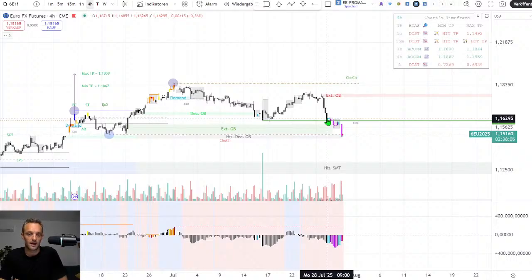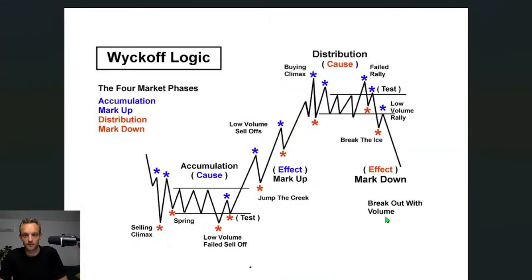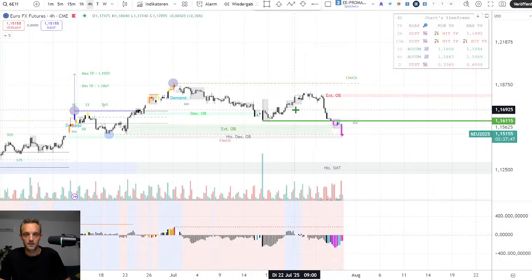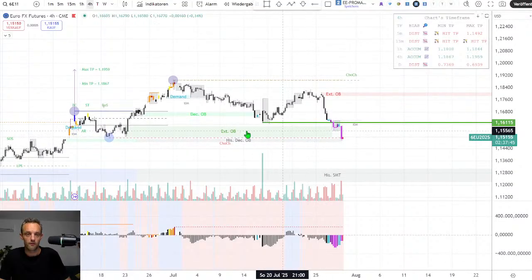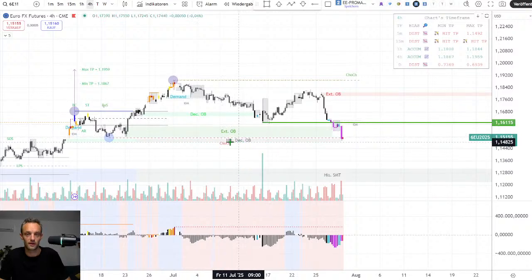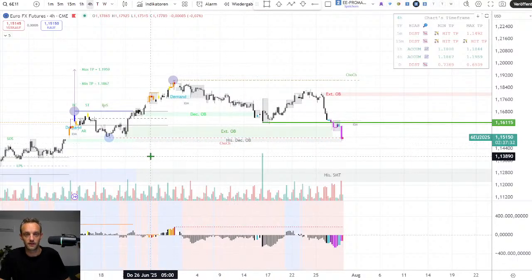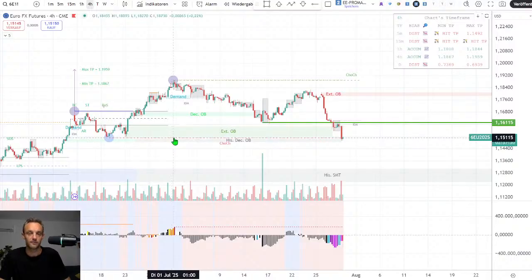So what we are expecting in this market to turn is that we have another distribution phase, a failed rally for this market to turn. From my point of view, currently we are facing this extreme order block, we are trying to go to the historical, or we are at the historical decision order block. Change of character is done.